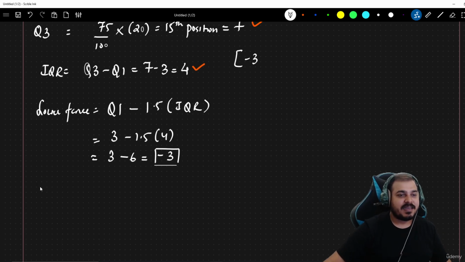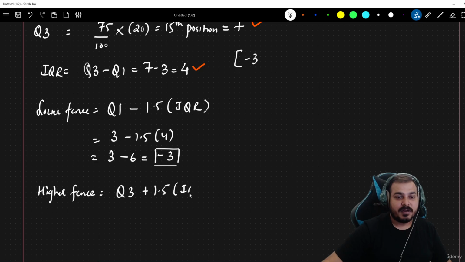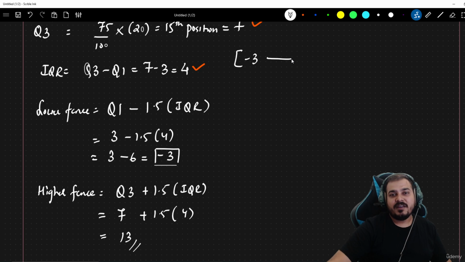Now let's similarly compute the higher fence. For the higher fence, I will again apply the formula that I have shown you above. This is very simple. Q3 minus, sorry, it will be plus 1.5 multiplied by IQR. So Q3 I know is 7, plus 1.5 multiplied by IQR, which is 4. This will be 13. So my higher fence will be 13. That basically means anything that is above 13 is going to be considered as an outlier. Anything that is below minus 3 is also going to be considered as an outlier.